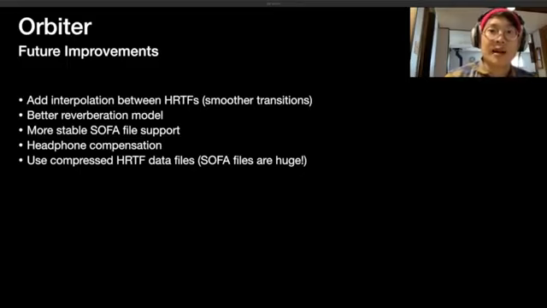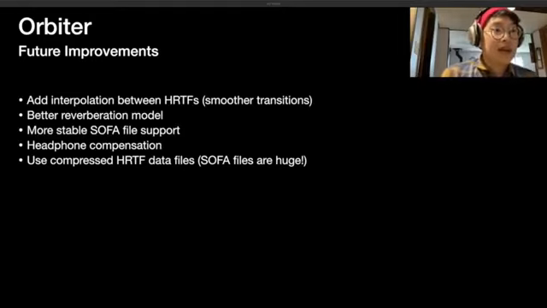Talking about some of the future improvements that I want to make to the Orbiter plugin. The first one is adding interpolation in between HRTFs. So some of the SOFA files will have about 1 degree of separation in the azimuths and elevations, but other files may not necessarily have that degree of separation. Some of them might be 5 degrees or 10 degrees or even more. And so generally when you have a wider degree of separation, you have less correlation between two HRTFs, and that can run the risk of having zipper or click sounds. And so it would be nice to have an interpolation stage that will give HRTFs at 1 degree increments.